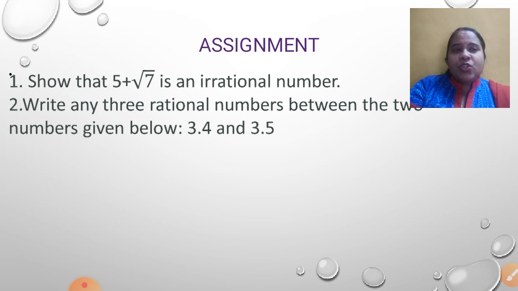So I hope you understood whatever we did today. We have done two types of sums: where we have to prove that it is an irrational number, and where you have to find three rational numbers between any two given numbers. So I hope you have understood all.